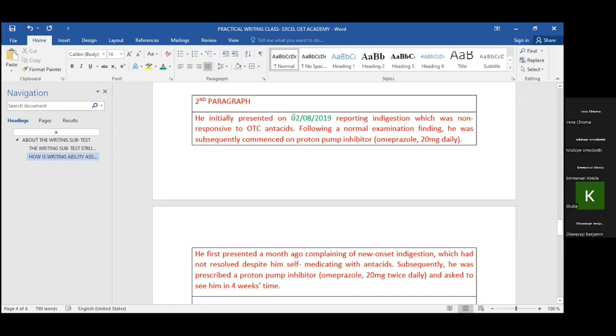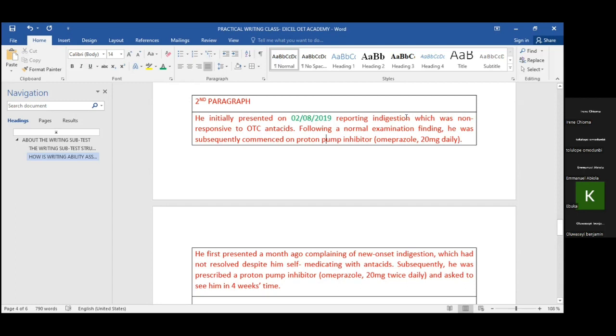All right, so let's say I wrote it in that format. I should follow the similar format in all of my writing. That means similar dating format. Because I use this format in my address and the heading, I had to use it similar. Now look at it initially. This is a very good word to use when stating that this was the initial visit. So initially presented on these dates. Okay, reporting, you can use reporting, or complaining, or with complaints of indigestion. Remember I was saying indigestion there, which was non-responsive to over-the-counter antacid.